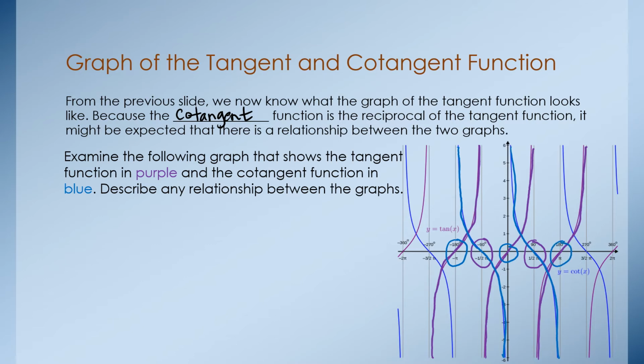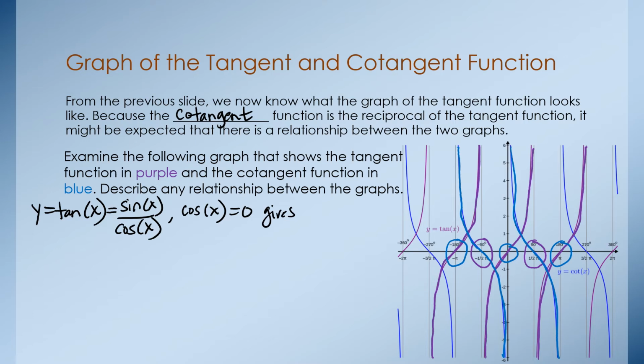So, okay, let's see if we can make a summary here. We know that y equals the tangent of x is equal to the sine of x over the cosine of x. And what we also know is that because cosine of x can equal 0, whenever it does equal 0, that's what gives us vertical asymptotes.